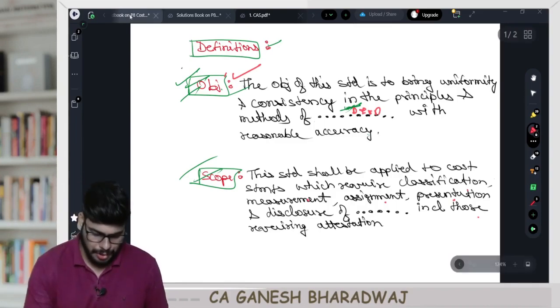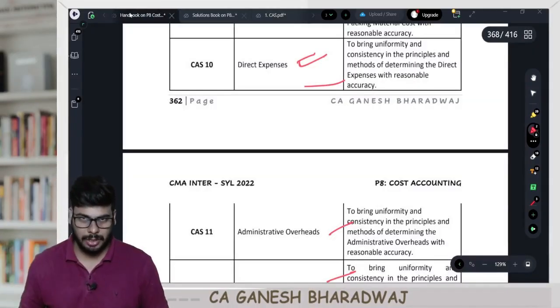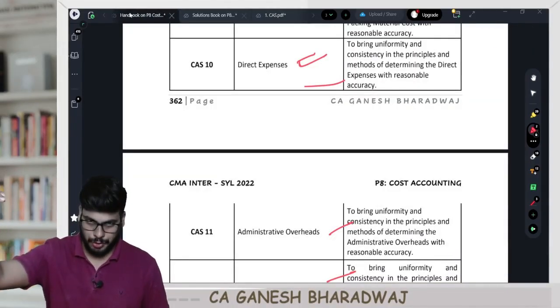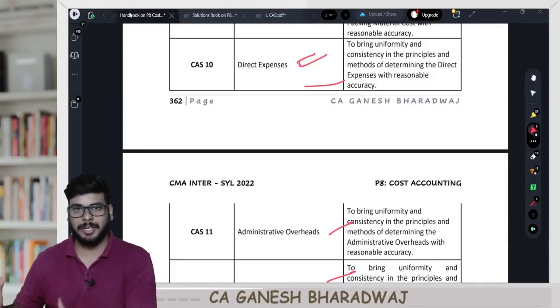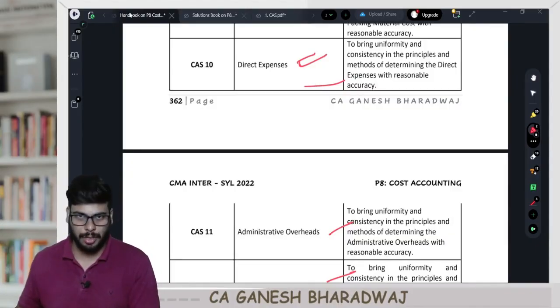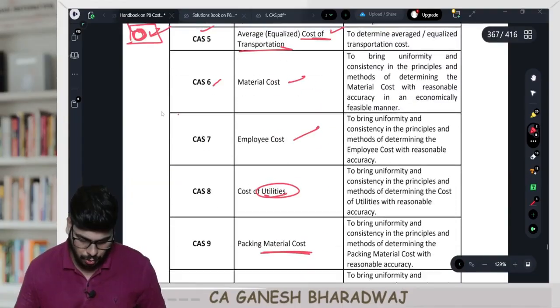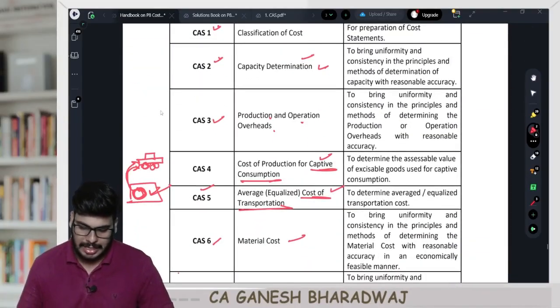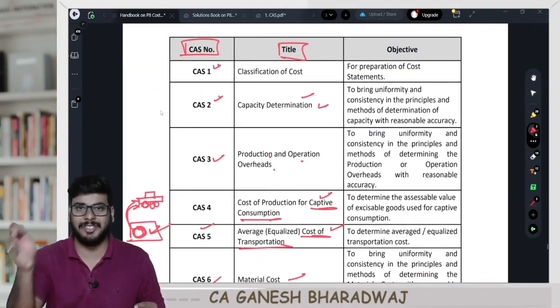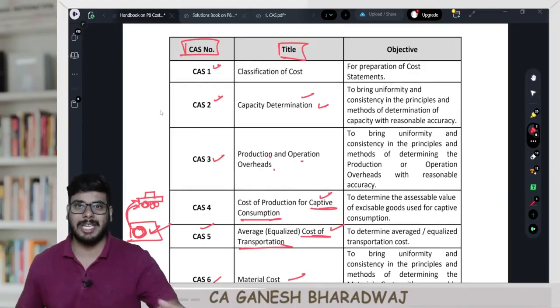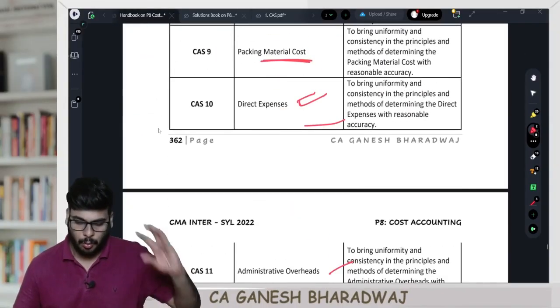So first, what you need to know. There are 24 cost accounting standards prescribed by CMA Institute, right? They have set up a separate committee or a board called the Cost Accounting Standard Board. First, you need to know what are the 24 cost accounting standards. These are the 24 cost accounting standards. I've just briefly told you what each and every standard deals in. Clear? Why have I told you this?